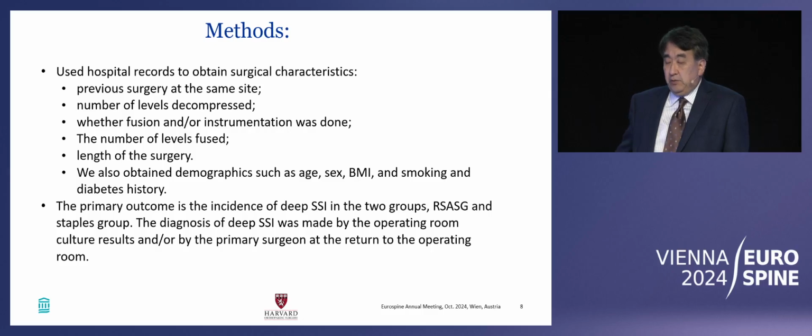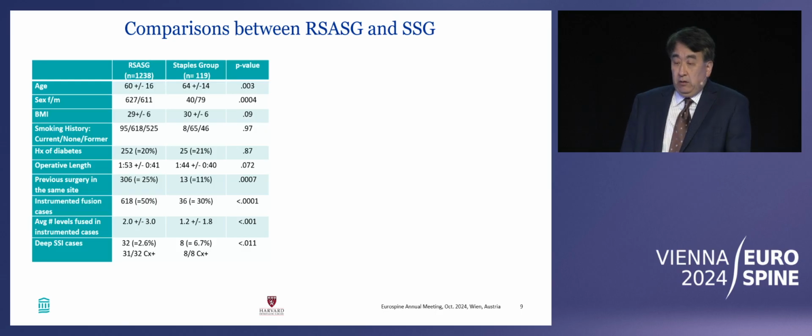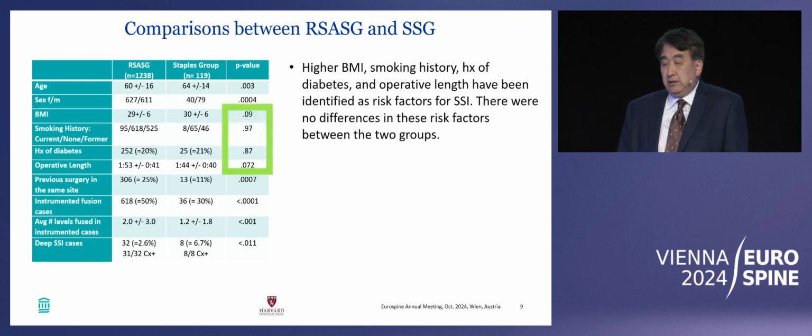The primary outcome was the incidence of deep surgical site infection in the two groups, and the diagnosis of the infection was made by the cultures taken in the operating room or by the primary surgeon at the time of the return to the operating room. There were 1,238 cases in the subcuticular group and 119 cases in the staples group.